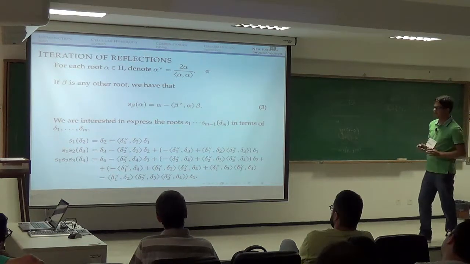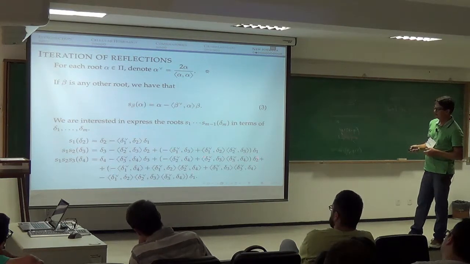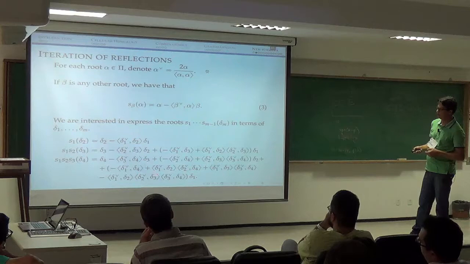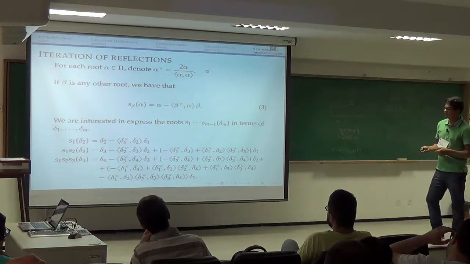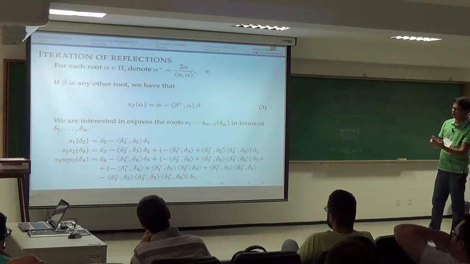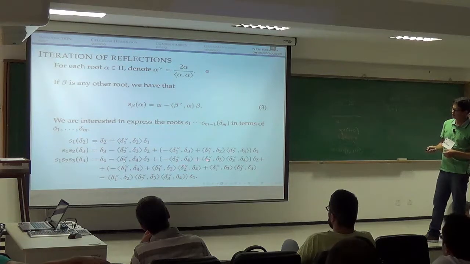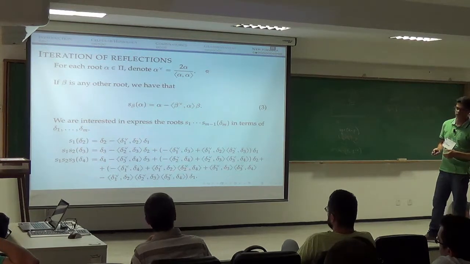Observe, let's go slow here. S1, S2, S2, S3 over delta 4. We have delta 4 here, delta 3 here, delta 2 here, and delta 1 here. And then the coefficients are certain sums of products of these Killing numbers between the corresponding roots. So the idea was how you can write this in general, this kind of expression that appears here as the coefficients.